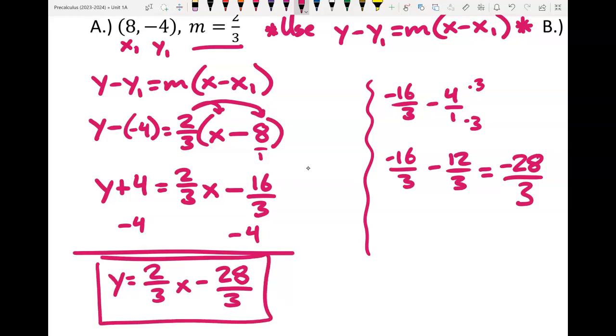There we go. Again, it can be done other ways. This is not the only way. You might know it a different way, but I want you to practice using this form. Any questions on that? All right, let's go ahead and look at B.